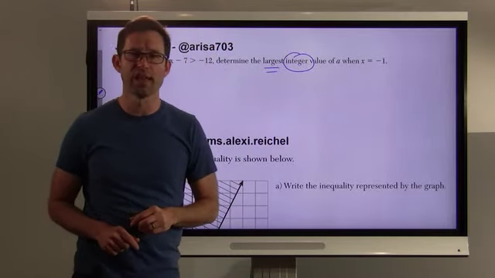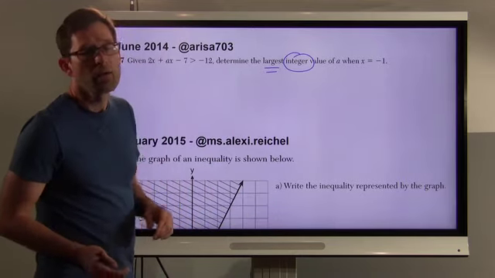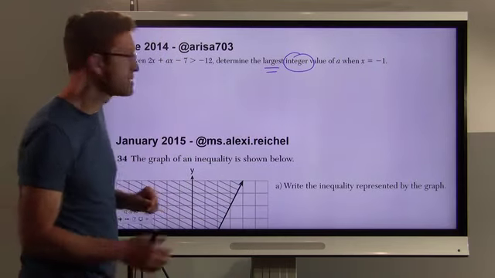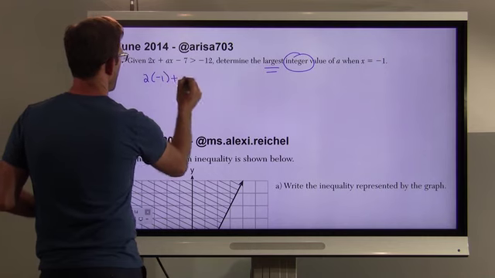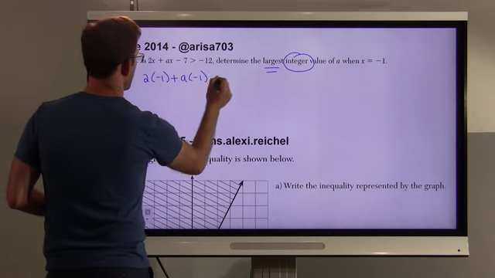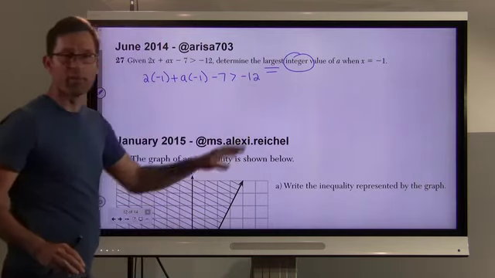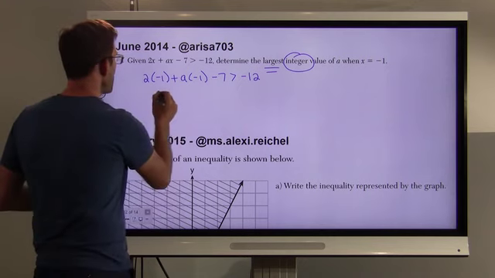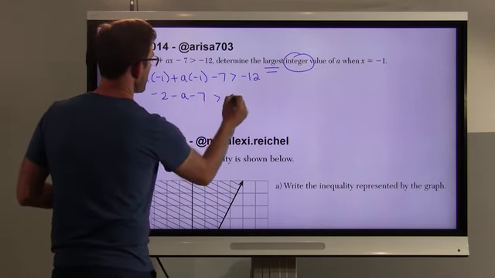I'll be honest with you, this one is trying to get a little gimmicky. Quite frankly, I'm going to take that negative 1 and plug it in for x, and then let's see where we're sitting at that point. Many times they don't do something like that, but I wanted to throw one of these out there, especially since it was asked about. So I'm going to get negative 2 minus a minus 7 is greater than negative 12.